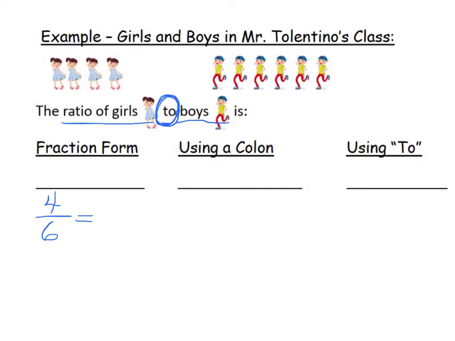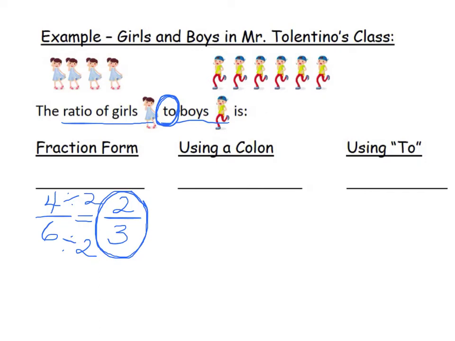So what we're going to do is figure out what number goes into both of them, a number that both of them are divisible by, which would be 2. So if we divide the top and bottom by 2, we end up with 2 over 3, which gives us a fraction ratio of 2/3.